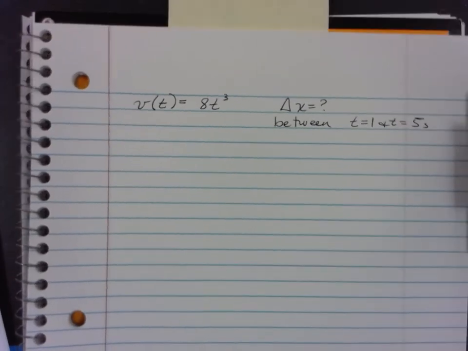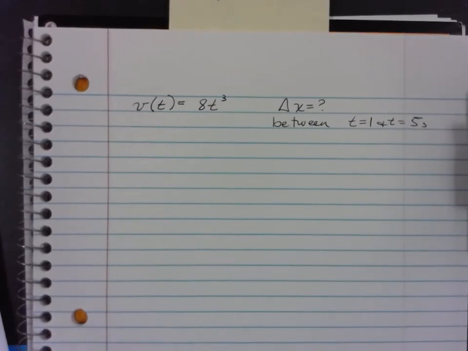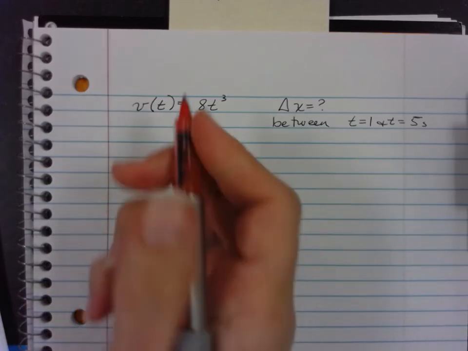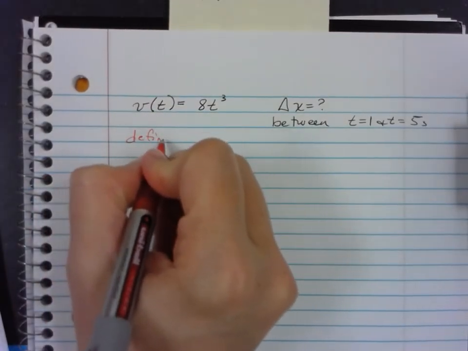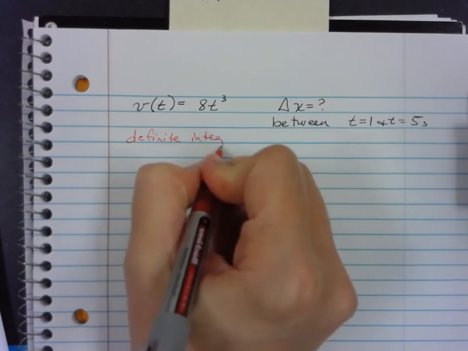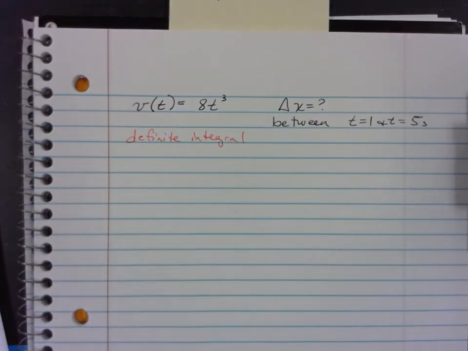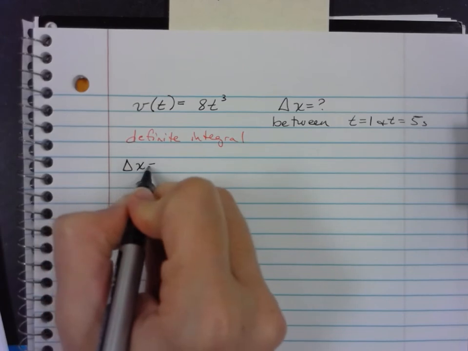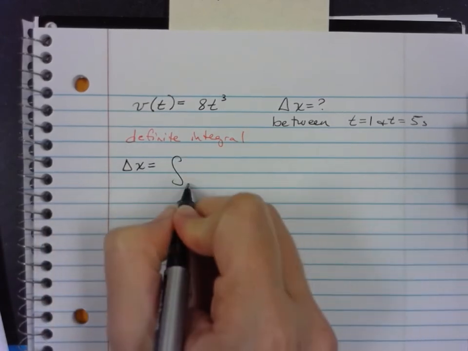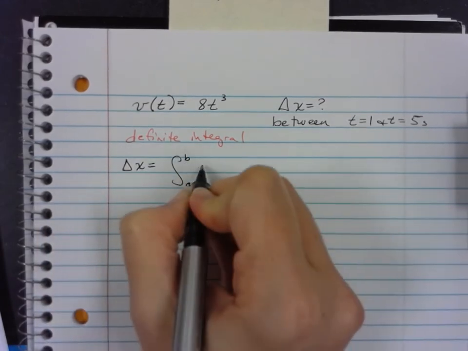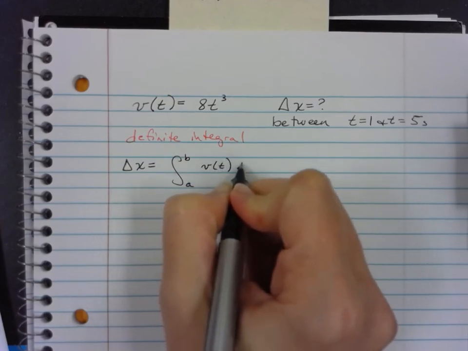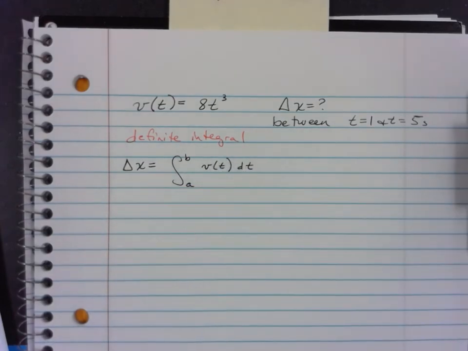So if we want to do displacement, we don't really care about the starting point because we would find the location at one point, the location at the other point, subtract them to find the displacement. So it doesn't actually matter where we started. So now we're going to do something called a definite integral. So it's going to be set up slightly differently. Delta x is the integral between the two times of the velocity function integrated with respect to time.